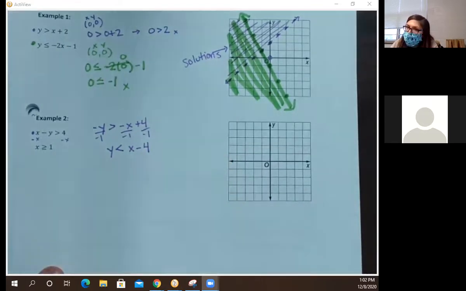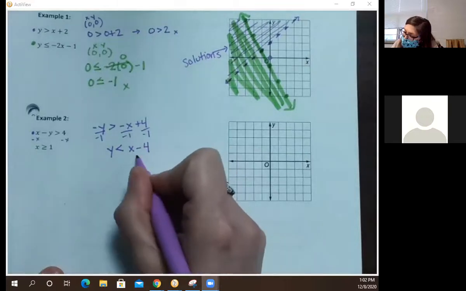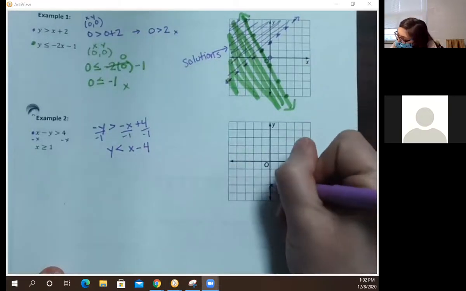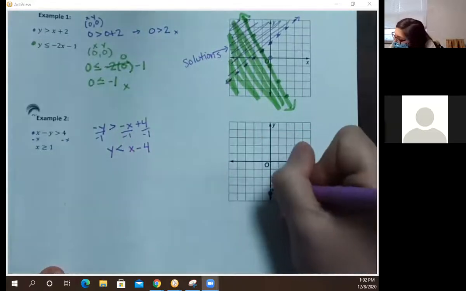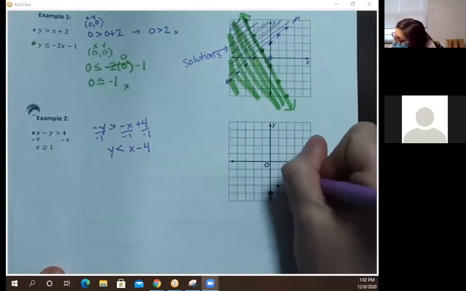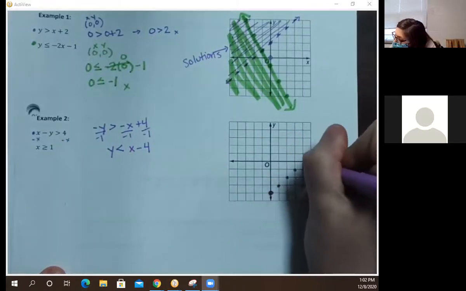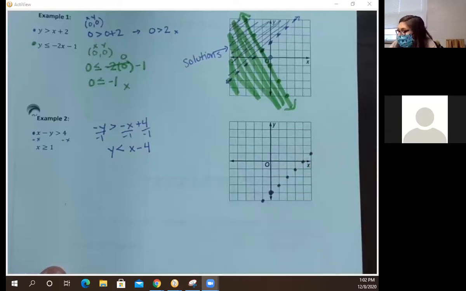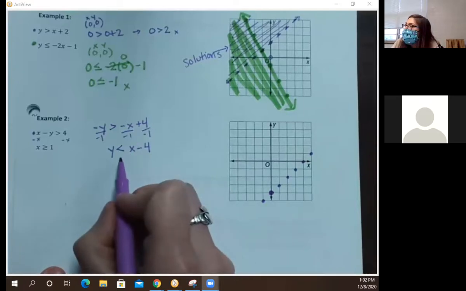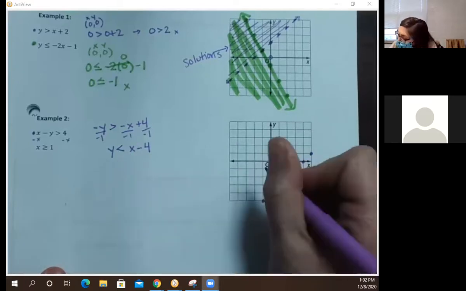Now that this is in slope-intercept form, we have our y-intercept that we can plot. So 1, 2, 3, 4, down at -4. And our slope is 1, so up 1 over 1 to plot our points. Again, remember to fill the coordinate plane with graph. And then solid or dashed here? Dashed.